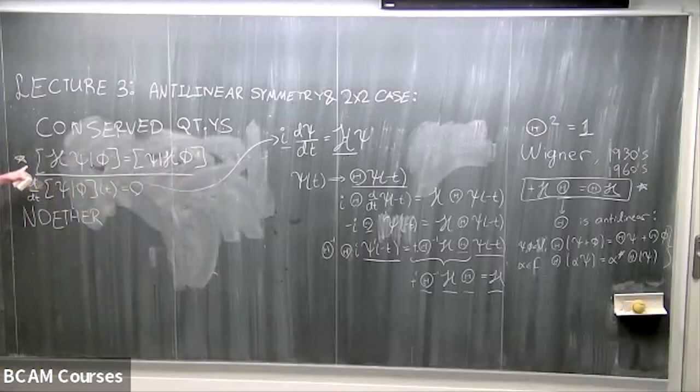And the claim is that this conserved quantity, if it's non-degenerate, will exist if and only if there is an anti-linear symmetry. And then terms and conditions apply. You have to assume that your Hilbert space is finite dimensional. But yeah, so this is the first statement I want to prove.